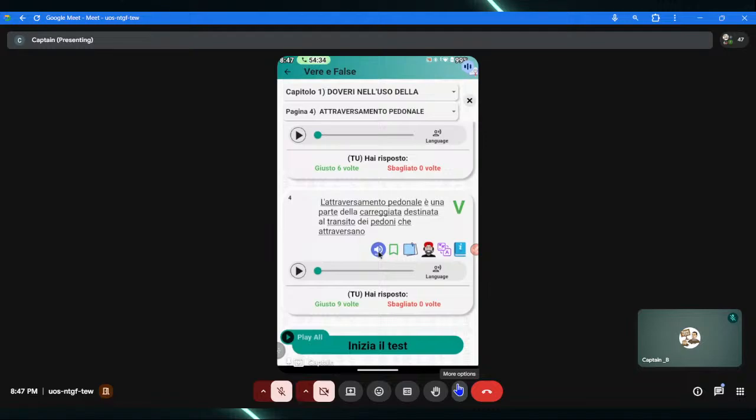Attraversamento pedonale è una parte della carreggiata destinata, is destined, al transito, for the transit, pedoni che attraversano, for the transit of pedestrians that cross. Okay, so attraversamento pedonale is destinata, destined, dedicated, all right? And it is true, è vero.